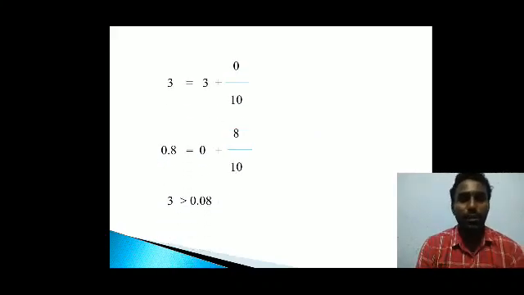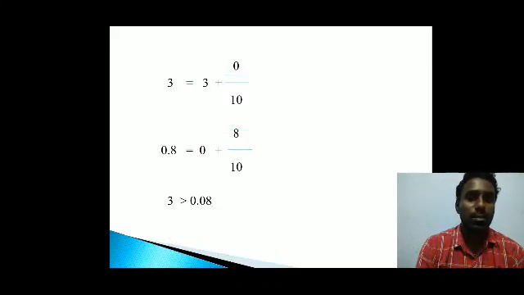So 3 can be written as 3.0, right? Because in 0.8, after the decimal point only one digit is present. In the first case there is no digit present, so I can take 3.0. So 3 can be written as 3.0, which is 3 plus 0 by 10, right? The second case, 0.8, is equal to 0 plus 8 by 10.